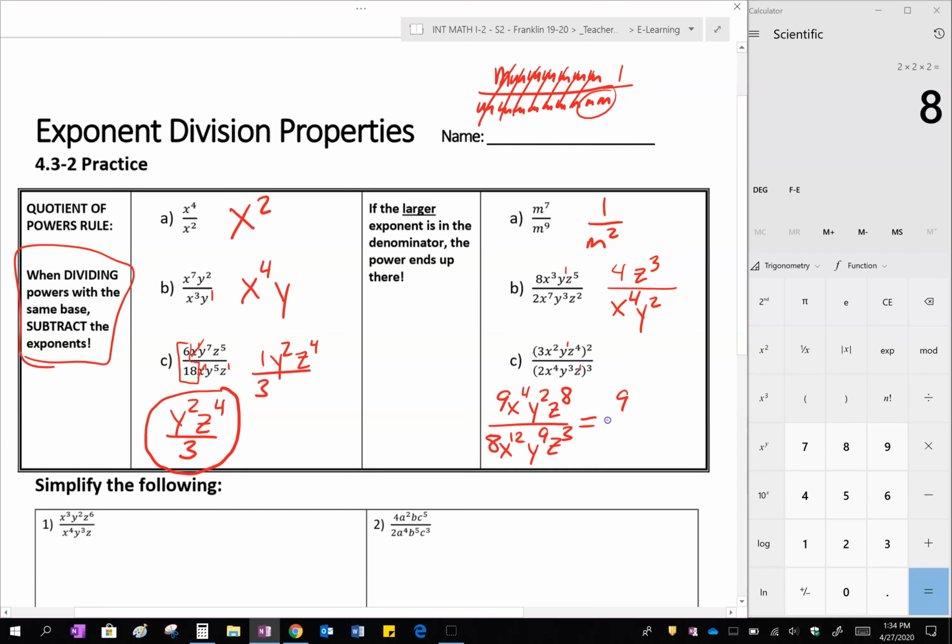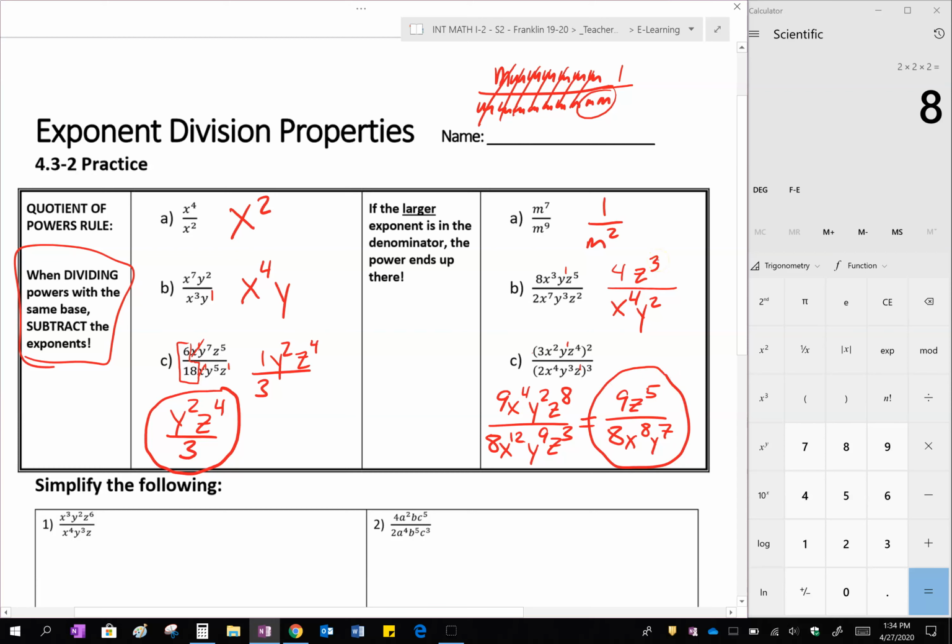That's going to stay 9 over 8. Can't reduce that. It just stays the way it is. Okay, x is 12 minus 4 is 8, ends up on the bottom. Y is 9 minus 2 is 7, also on the bottom. Z's stay on the top. 8 minus 3 is 5. Bigger one's on the top, so it stays on the top. So 9z to the 5th over 8x to the 8th, y to the 7th.